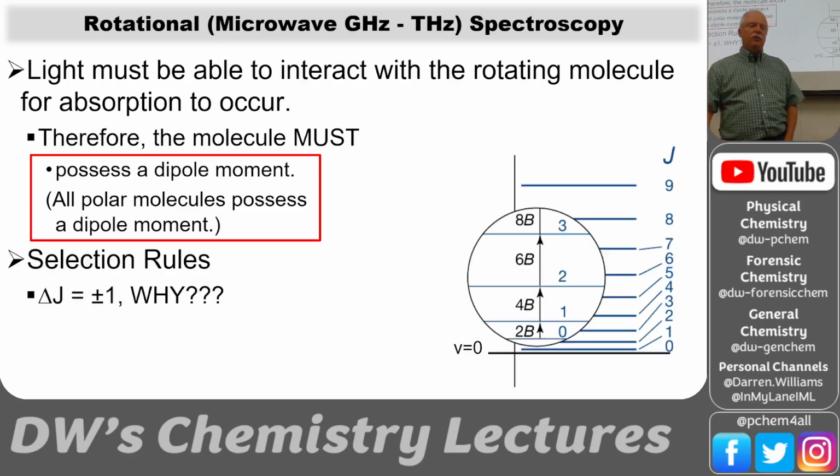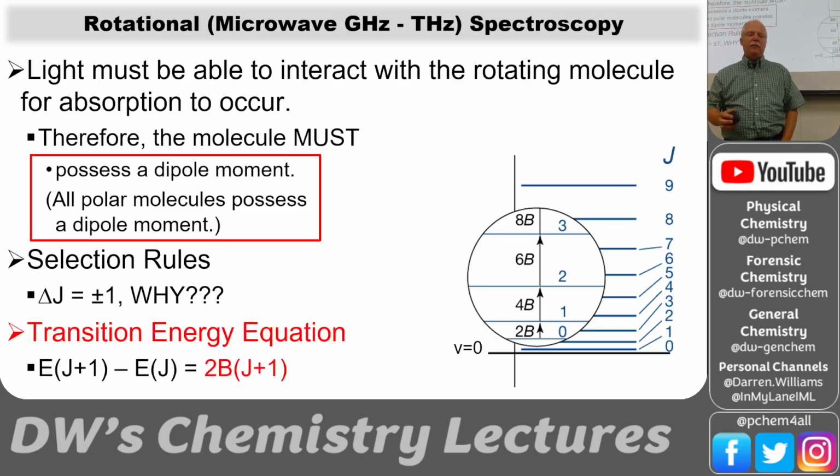Now the selection rules are plus or minus 1. So the change in rotational quantum number is plus or minus 1. Now we might ask the question why, and how did we come to that conclusion? Well, we could go through the math. We could do the transition dipole moment integral for rotational motion. It would be kind of messy, especially if it's in 3 dimensions. But we could do it in 1 dimension, and we could come up with that value.